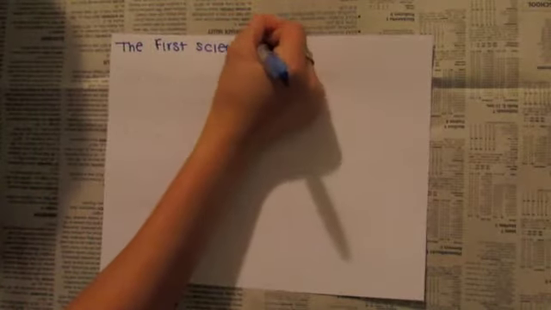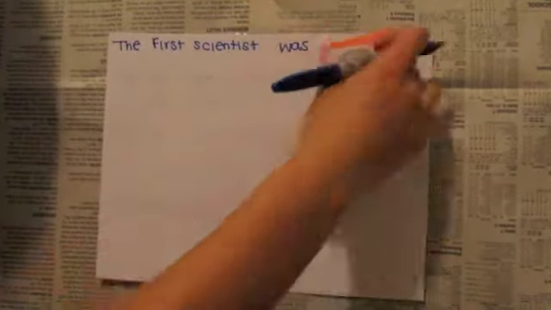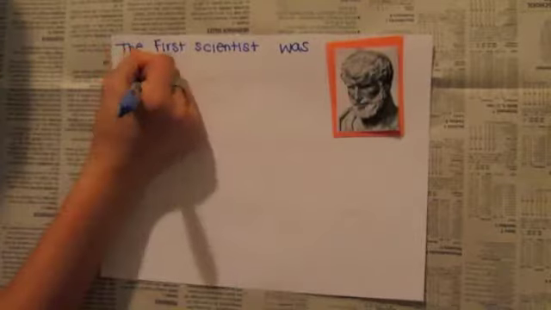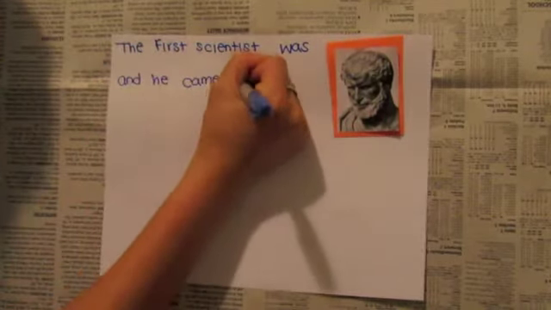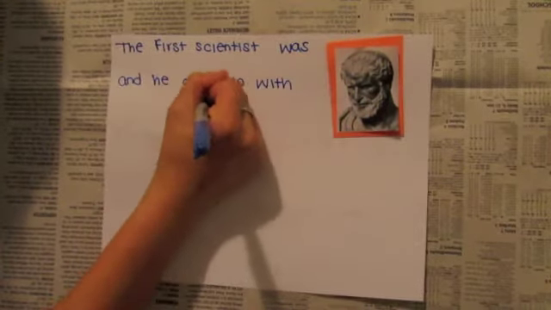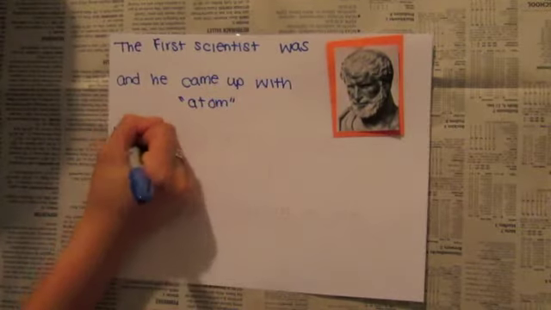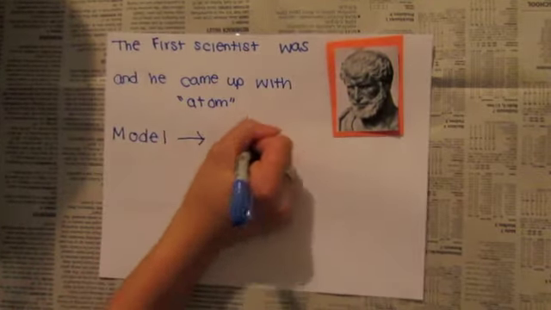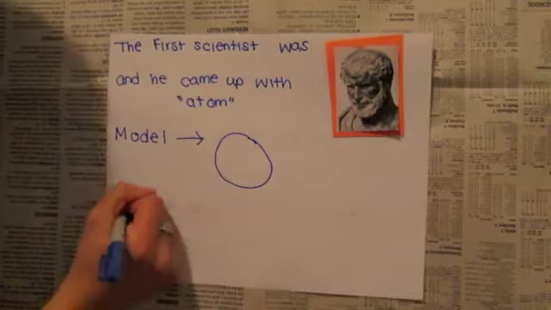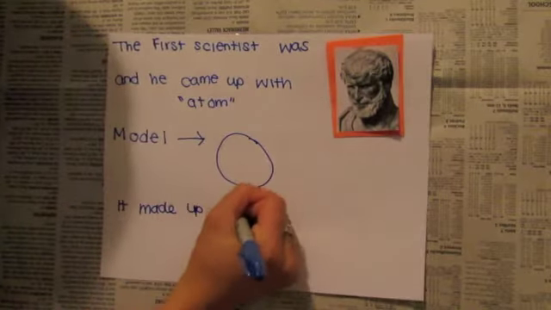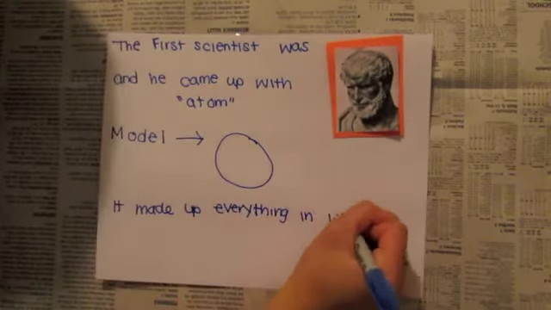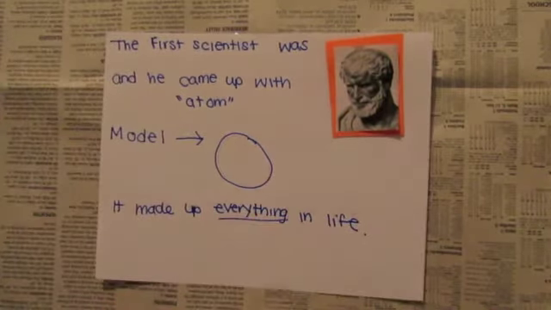The first scientist in the process of discovering the atom was Democritus. Democritus lived during 400 BCE and he came up with the word atom. His model was basically just a sphere. He said that the atom was microscopic and he really had no evidence. He stated that it made up all things in life.